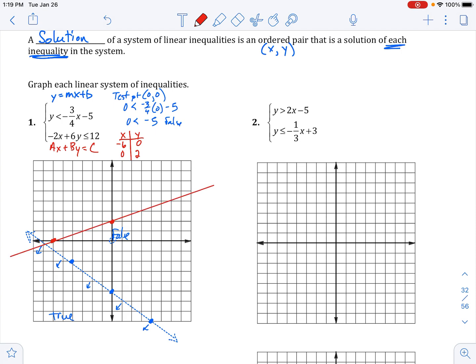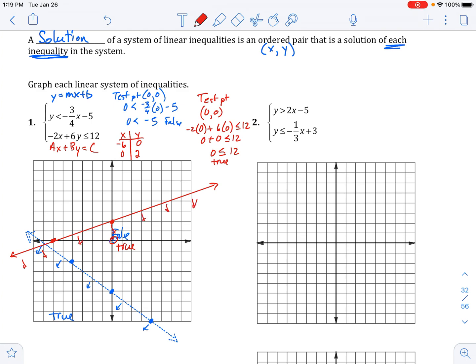And then again, we're going to have to come through and get a test point. So my test point here I'm going to use is, again, 0, 0. And if I use the test point 0, 0, I get is 0 times -2 plus 6 times 0 less than or equal to 12? Is 0 plus 0 less than or equal to 12? And we know that that is true, which means, again, we picked this point here. Now for the red line, it is true. So I know that I'm shading back towards 0, 0.